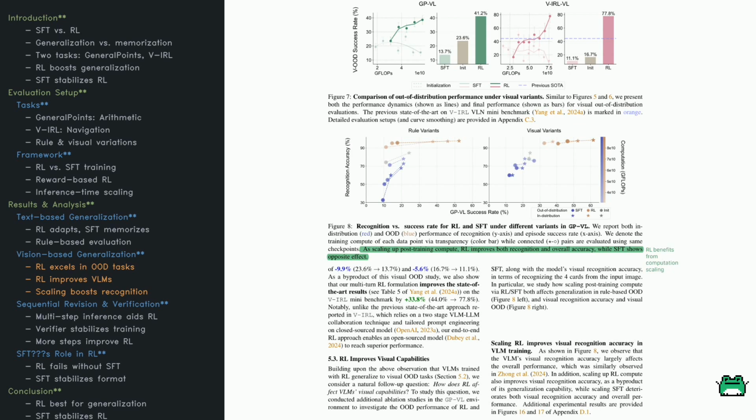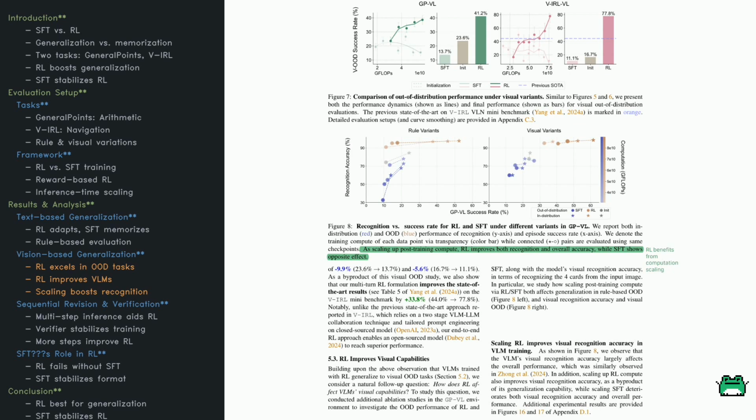The x-axis tracks overall performance, while the y-axis measures how well the model identifies key inputs. RL consistently improves both recognition and task completion as post-training computation increases. In contrast, SFT shows performance drops of nearly 10%, meaning it struggles to adapt when faced with unseen variations.